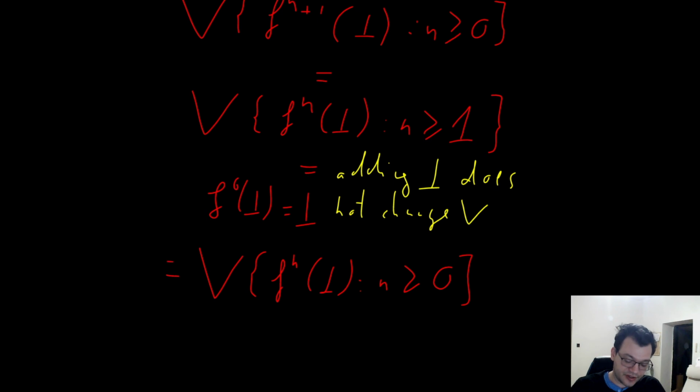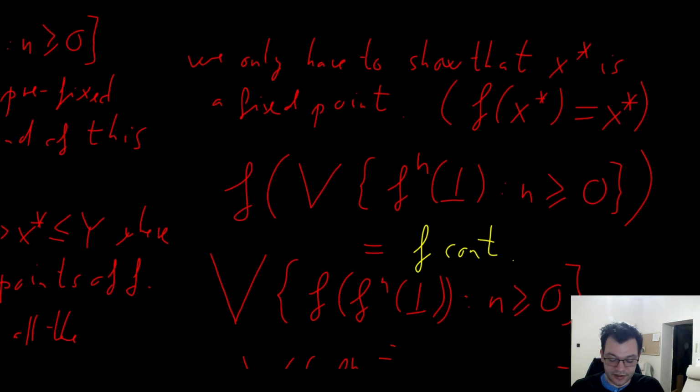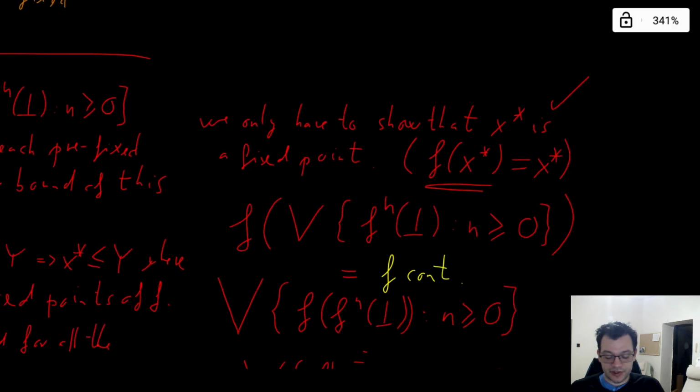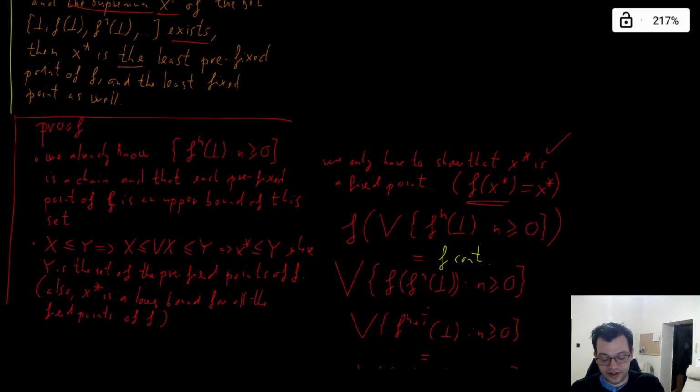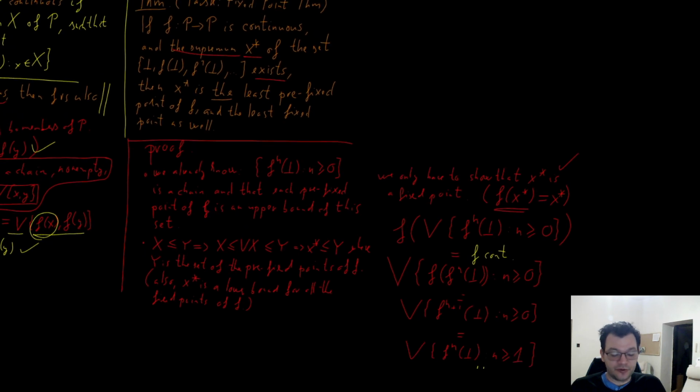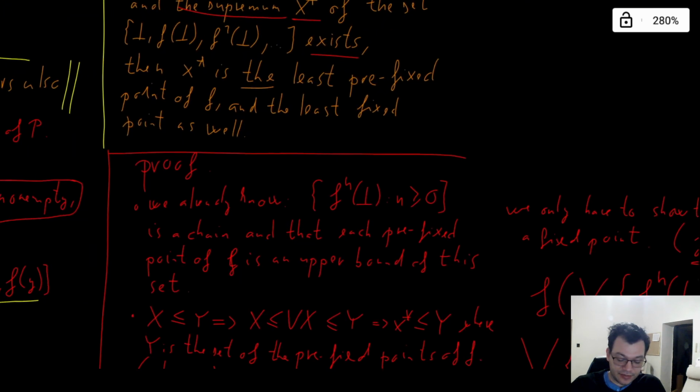Now, and this is x star. So we just get the f of x star, which is this guy here, is exactly x star. So the supremum of the iteration sequence is a fixed point of f if f is continuous and this supremum exists. So basically that's it. This means that this Tarski fixed point theorem gives us a very powerful way to compute the unique least prefixed point of f.